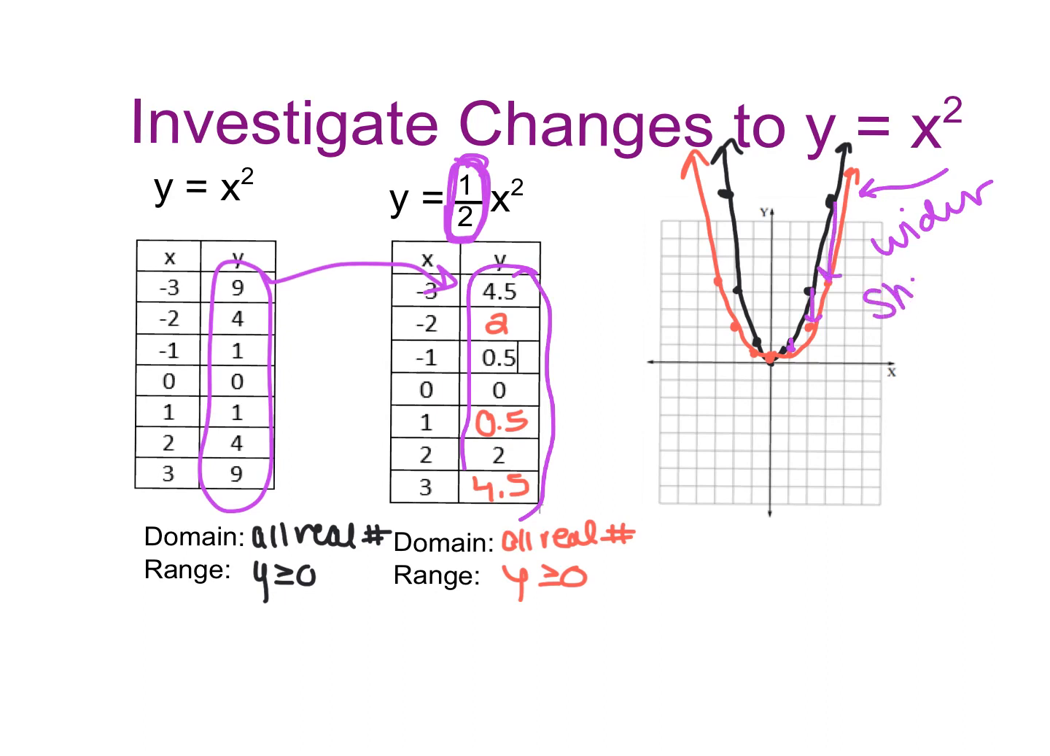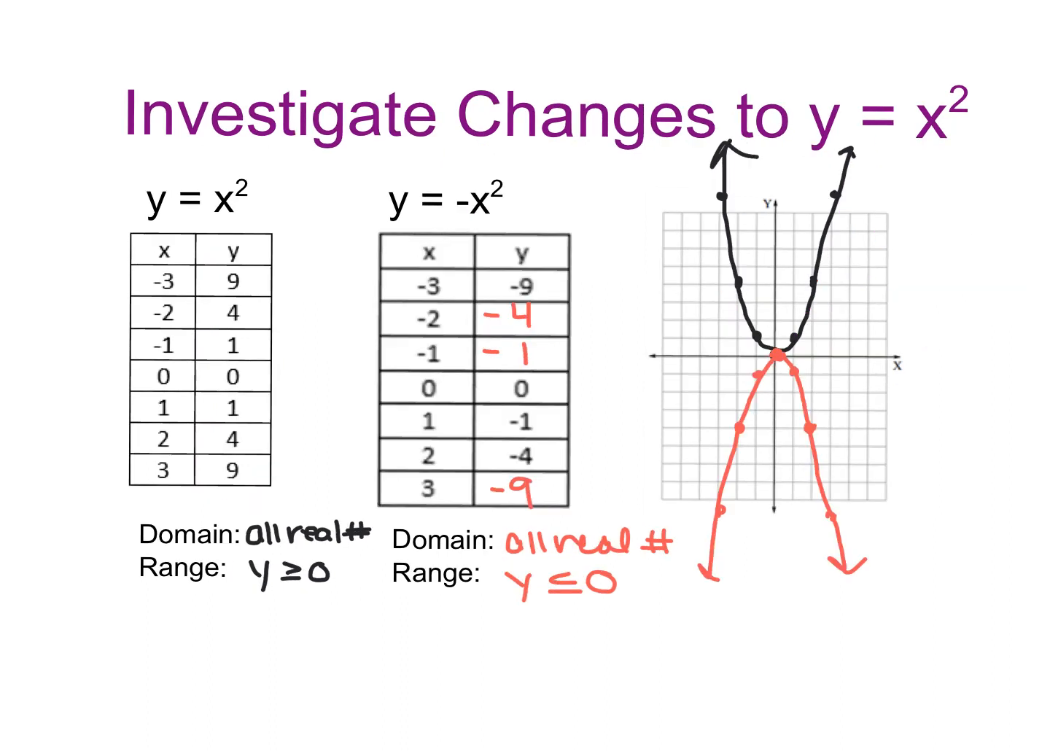So here this graph shrinks down to about half of its height. So when we change this A value to something very small like 1/2, the graph becomes wider and it shrinks down. And then lastly, we looked at what happens when we change A to be something that is negative, like a -1.